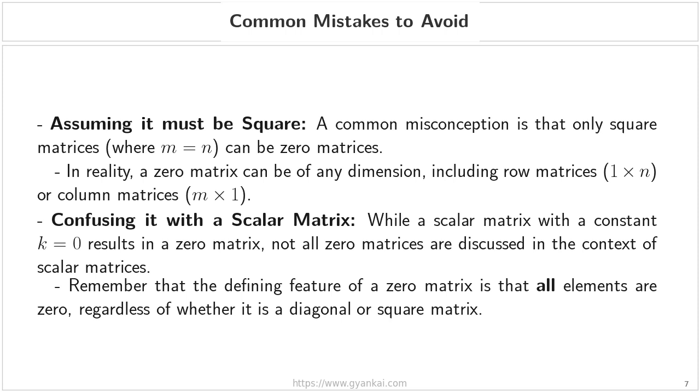Secondly, be careful not to confuse the 0 matrix with a scalar matrix. To clarify, if you have a scalar matrix where the constant value, k, is equal to 0, the result is indeed a 0 matrix. But it is important to realize that not all 0 matrices are discussed or defined within the context of scalar matrices. The most important thing to remember is the defining feature. A matrix is a 0 matrix if every single element within it is 0, regardless of whether it is a diagonal matrix, a square matrix, or a rectangular one.